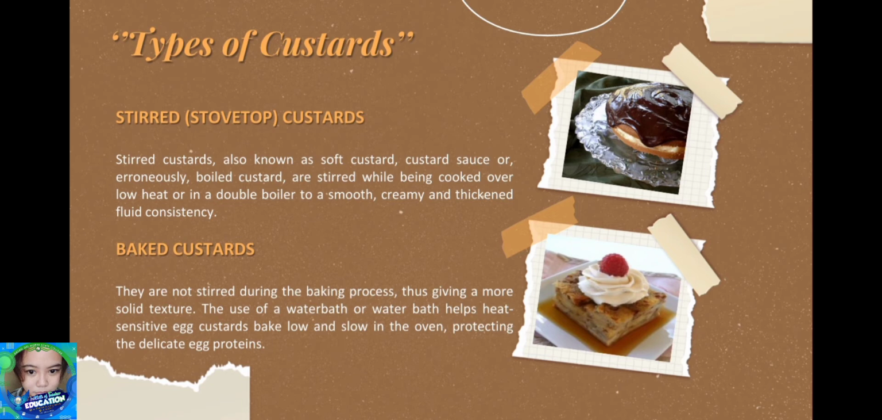Next one is the baked custards. They are not stirred during the baking process, thus giving a more solid texture. The use of water bath helps sensitive egg custard to bake low and slow in the oven, protecting the delicate egg proteins. So baked custards are cooked in a water bath in the oven.